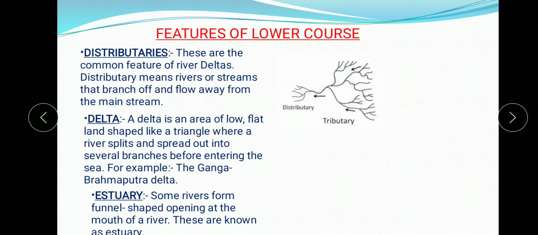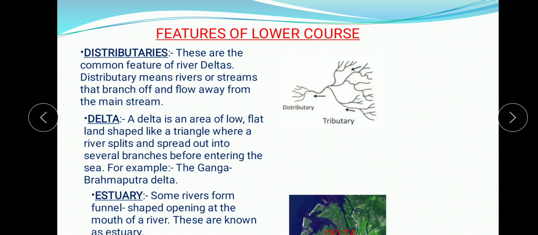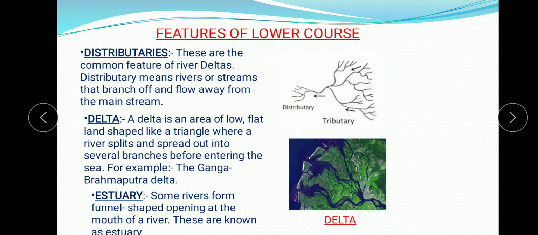Distributary. These are the common features of river deltas. Distributary means rivers or streams that branch off and flow away from the main river. Delta. A delta is an area of low flat land shaped like a triangle where a river splits and spreads out into several branches before entering the sea. For example, the Ganga and Brahmaputra delta.